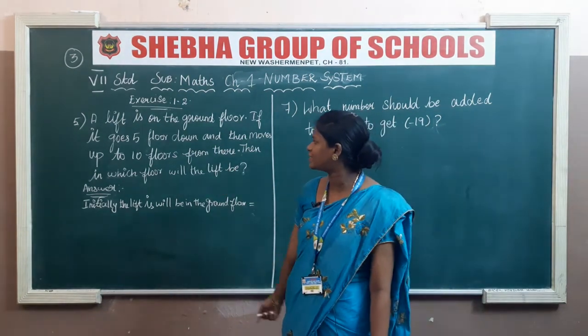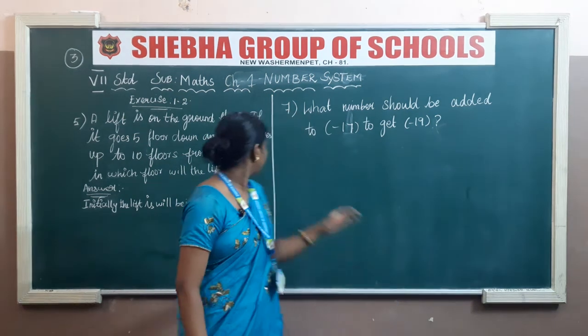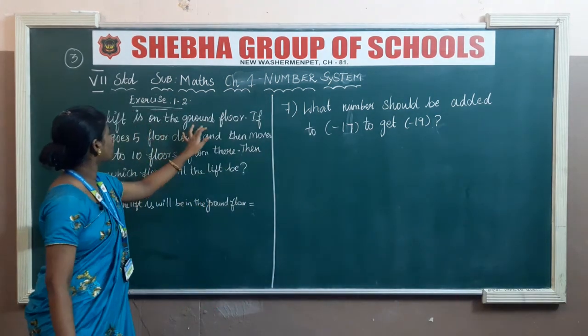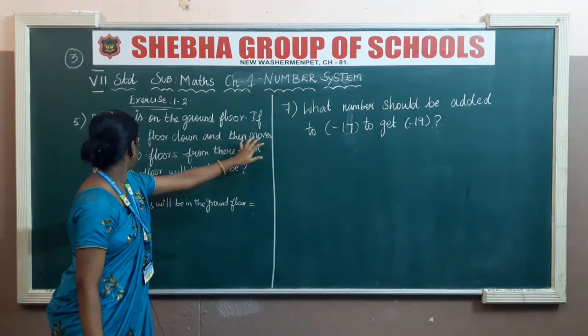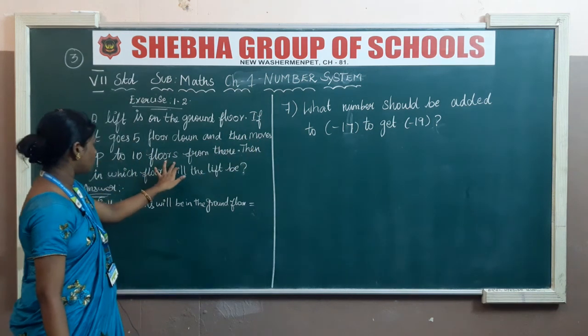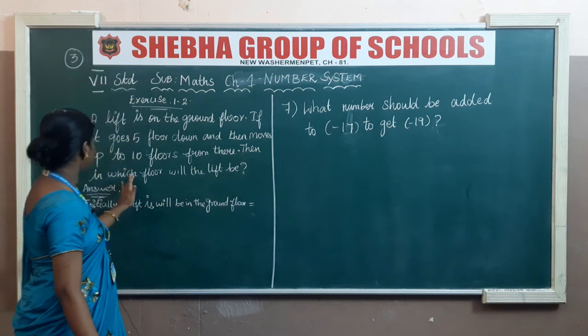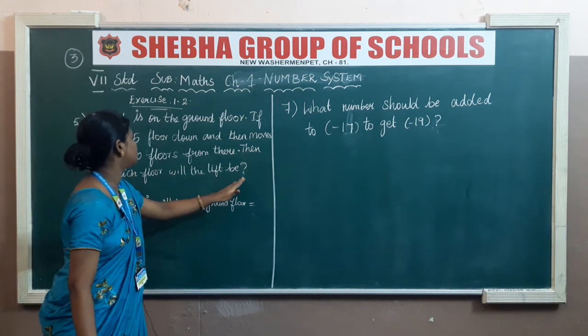Okay, this is the fifth sum. So what is the sum? A lift is on the ground floor. If it goes 5 floors down and then moves up 10 floors from there, then on which floor will the lift be?